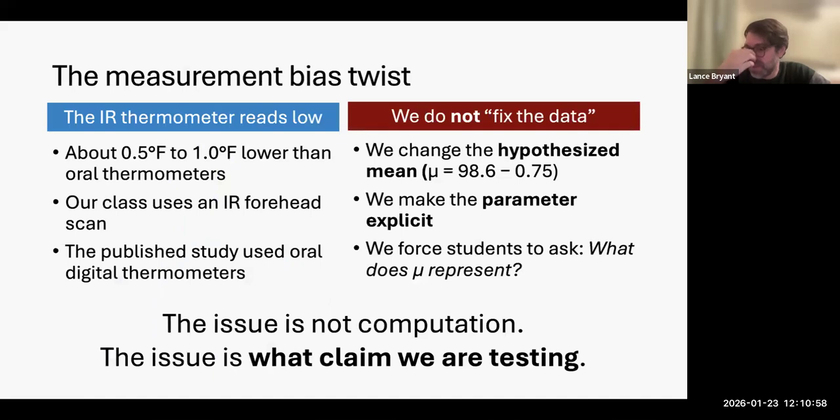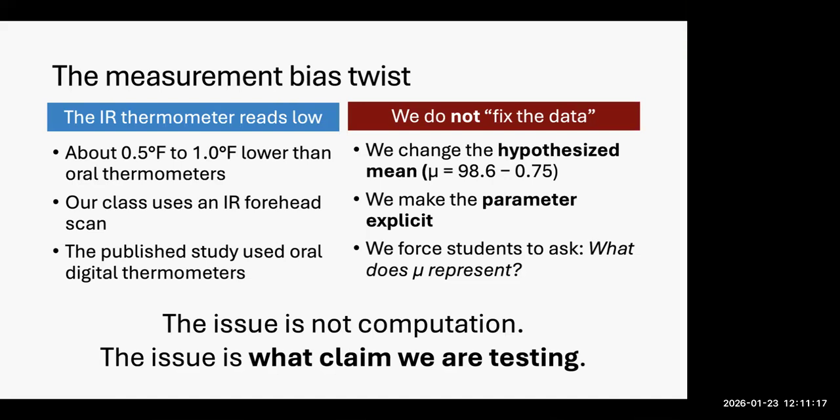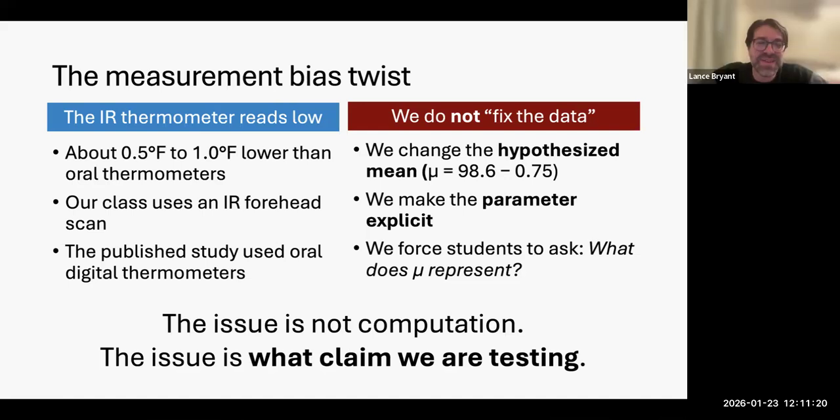And here was a big choice that I made, and at the end we can talk about maybe if this was the right choice or not. We worked in this idea that there's this measurement bias twist on top of this to give the project a little more depth. When you use this infrared thermometer, based on what I could find online across these thermometers, they tend to be about 0.5 degrees Fahrenheit to 1 whole degree Fahrenheit lower than oral thermometers. And since the original study in '92 used an oral thermometer, we have to think about that, right?